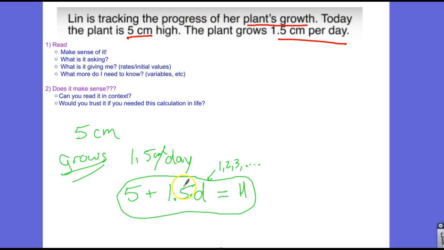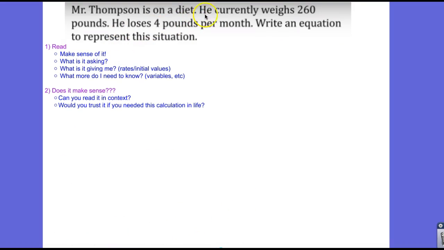5 centimeters, and I'm adding on 1.5 centimeters every single day. That gives me the height. Next, Mr. Thompson is on a diet. He currently weighs 260 pounds. He loses 4 pounds every month. Write an equation to represent this situation.